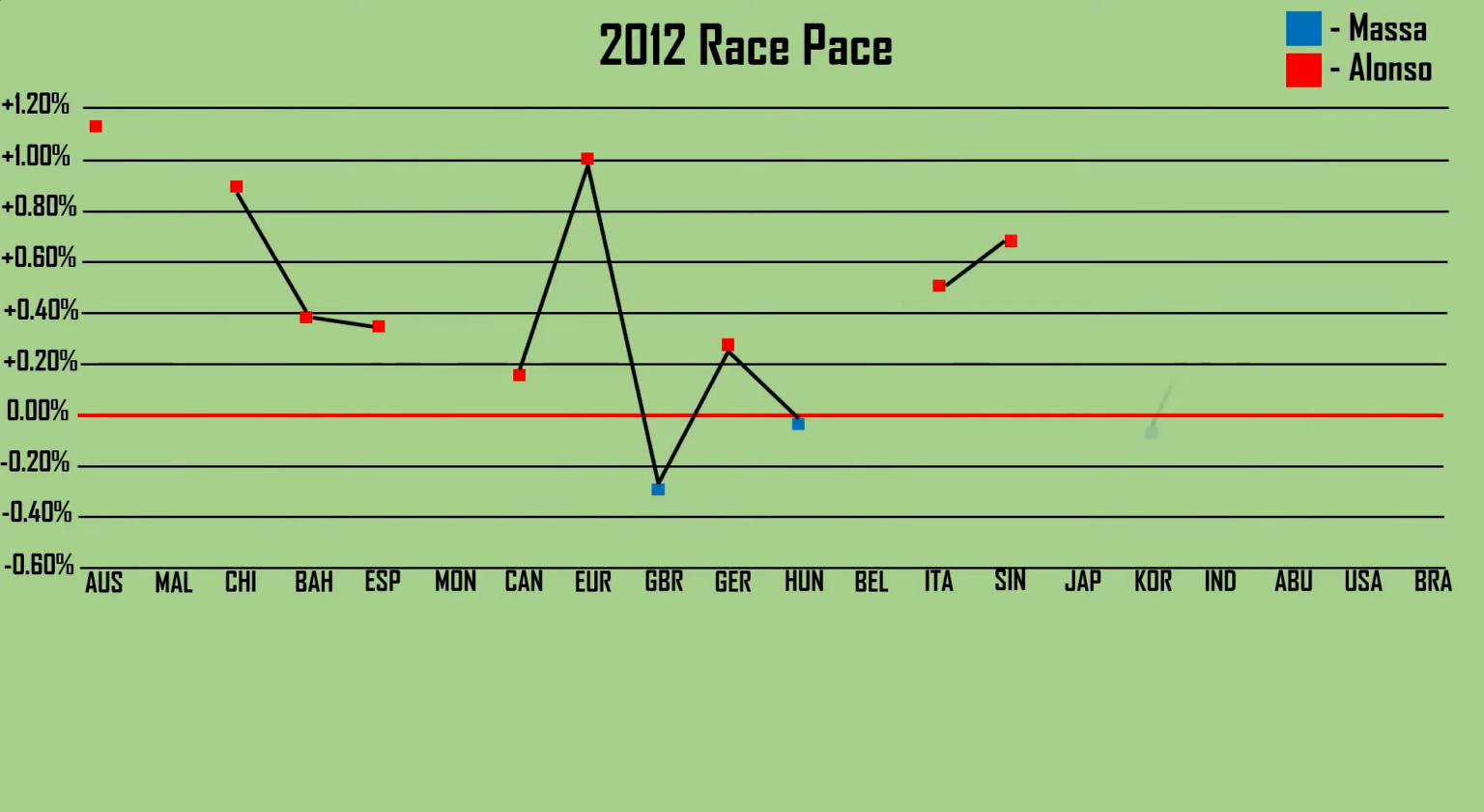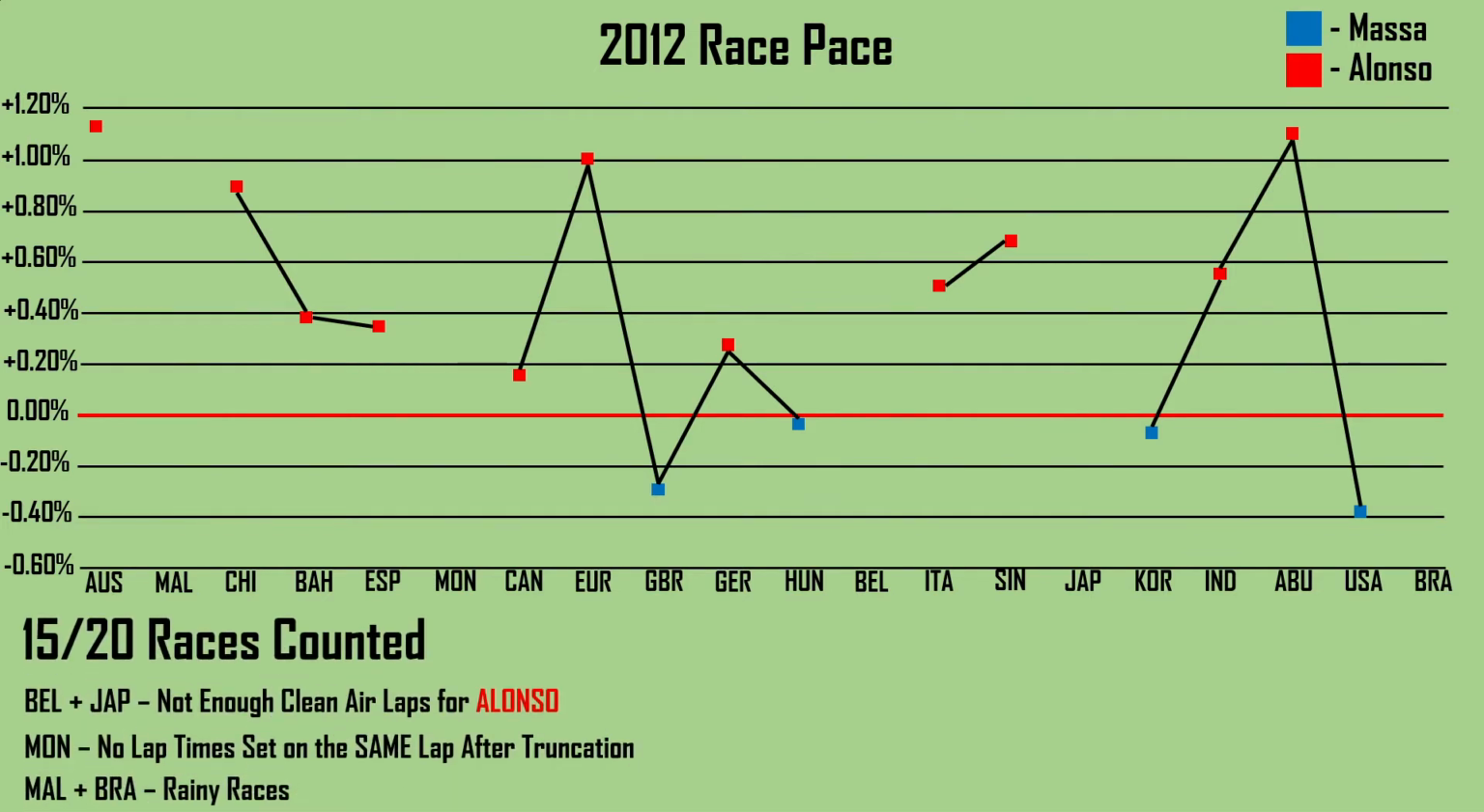Mapping it on, we can see that once again Alonso has a significant advantage, but at least Felipe Massa was able to claw back some of the races, unlike 2011. This season there were 15 out of 20 races counted, with Belgium and Japan being excluded because there were not enough clean air laps to analyse for Fernando Alonso. Monaco was excluded because neither driver set lap times on the same lap after the truncation period, with Malaysia and Brazil being excluded for being rainy races.